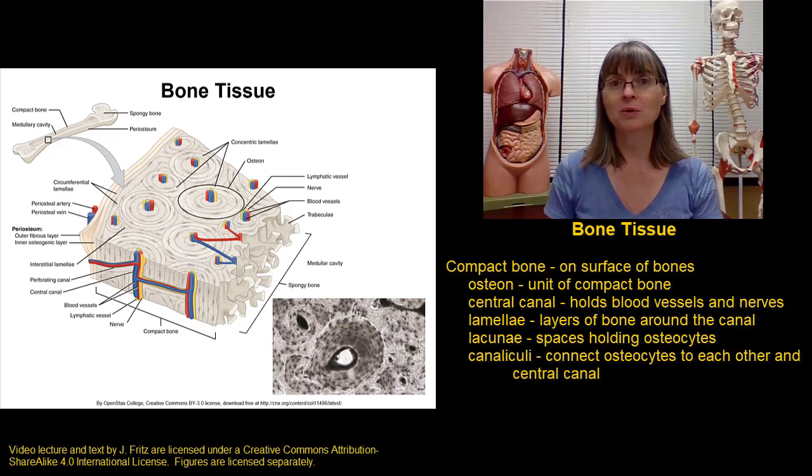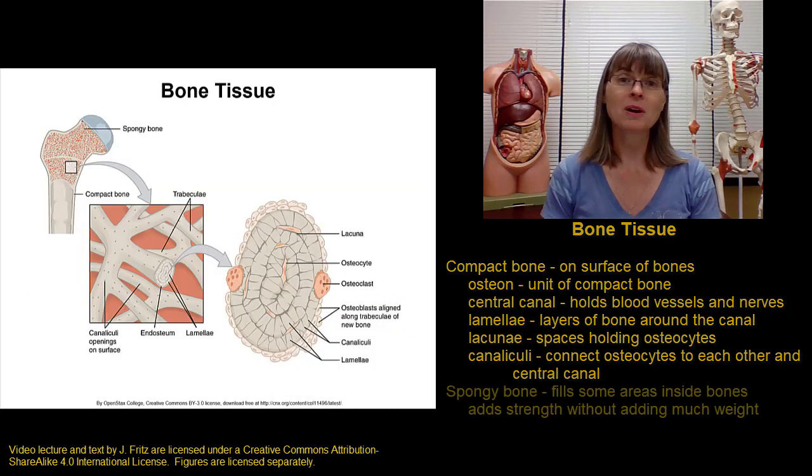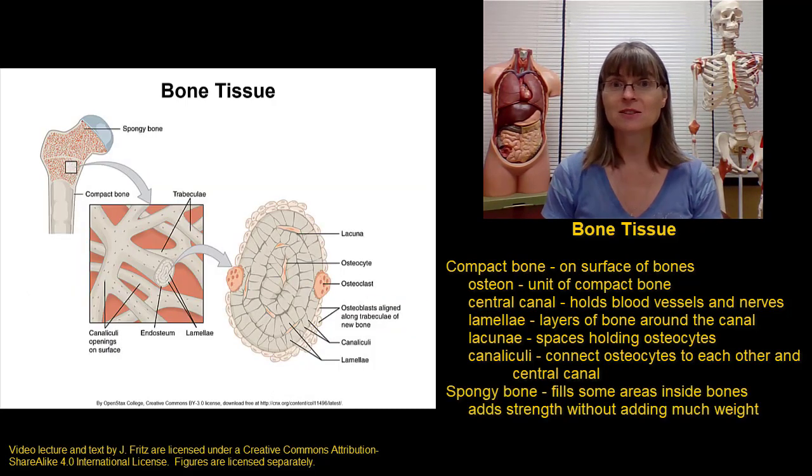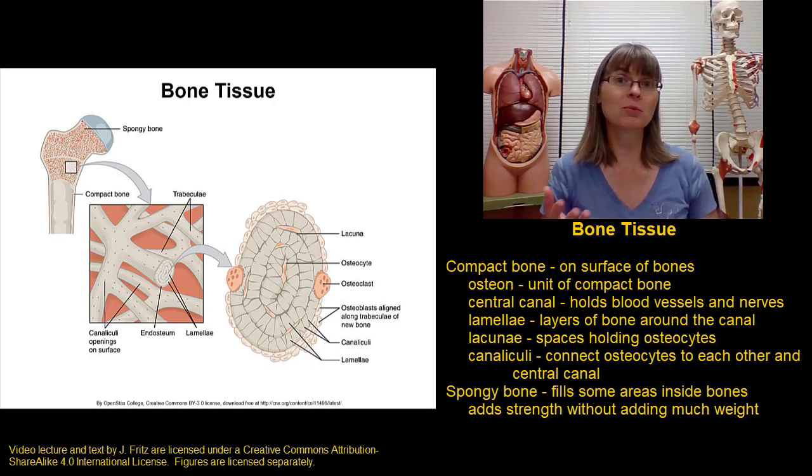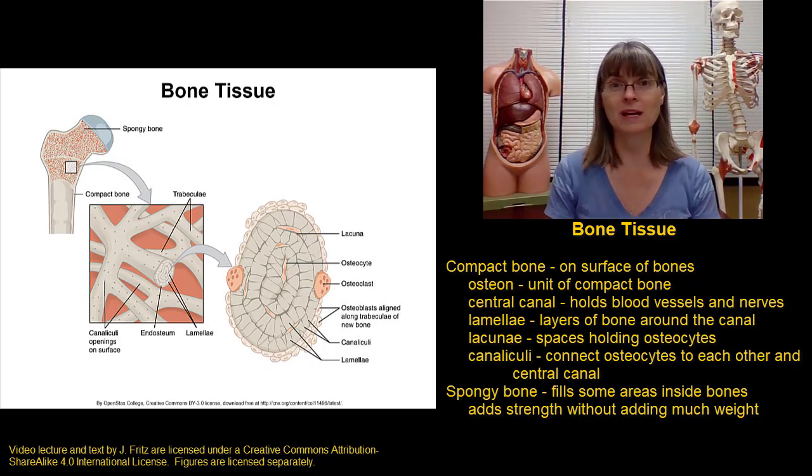The compact bone is what forms the strong outer surface of the bones. Spongy bone fills the ends of some bones or the middle parts of other bones. And the spongy bone creates a network of spikes called trabeculae. The advantage to spongy bone is that it increases the strength of the bone. It does provide some more strength, and it doesn't add a lot of weight. So we can improve strength without increasing weight.